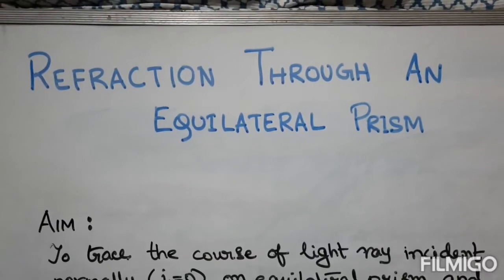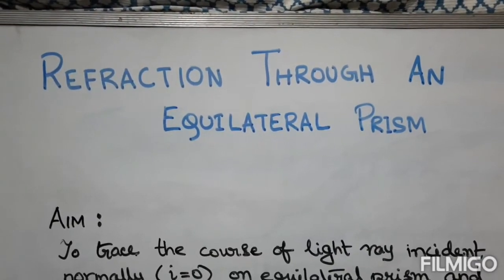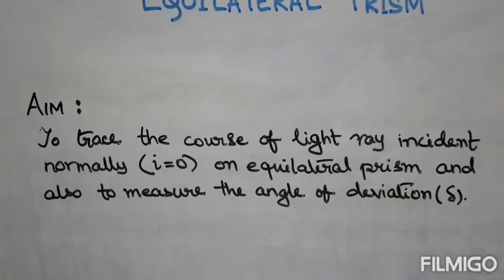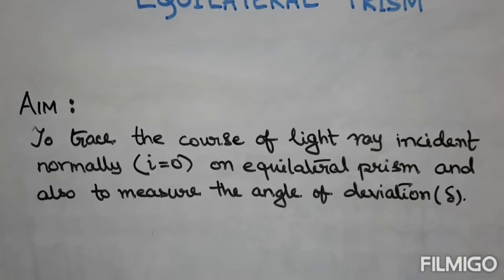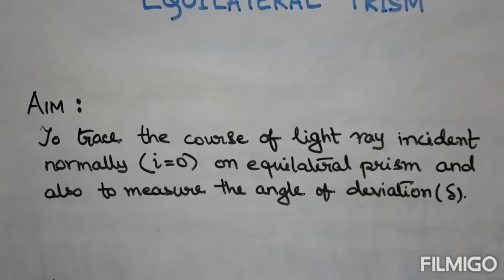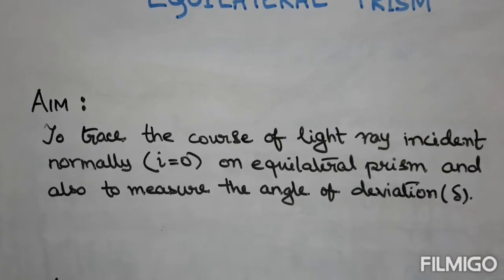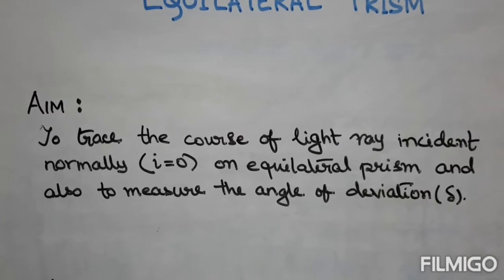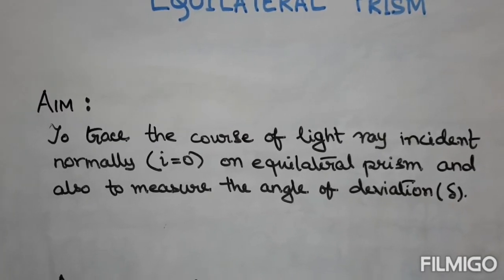Experiment: refraction through an equilateral prism. The aim of the experiment is to trace the light ray incident normally on an equilateral prism and to measure the angle of deviation. That means angle i will be 0. When it is incident normally, angle i will be 0.